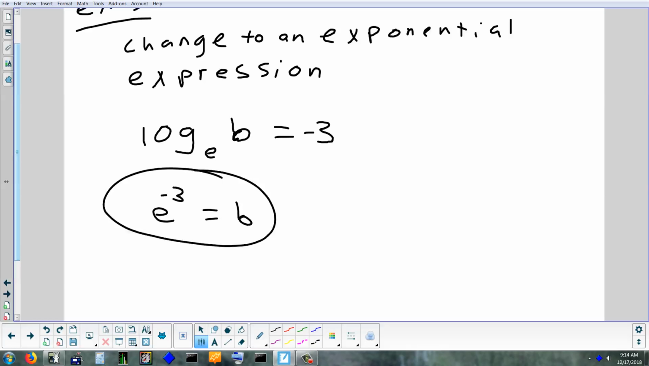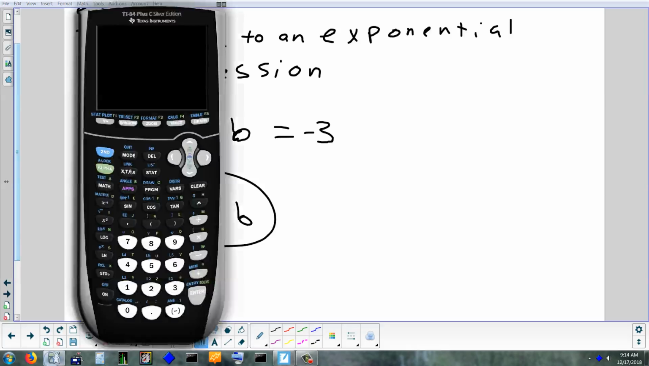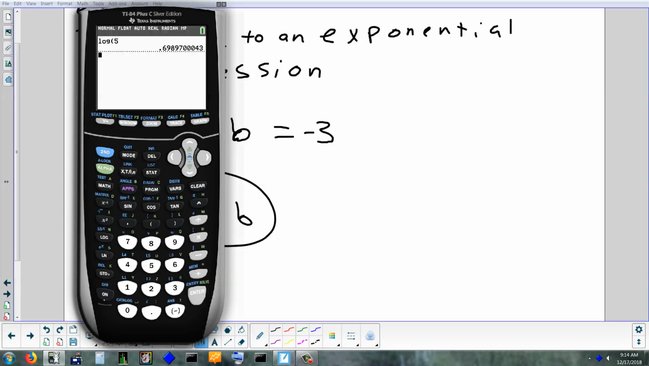But what I want to show you about this one is something about this E. It's not just a random letter. There actually is an E built into most, well actually probably all scientific calculators. And E is the number 2.718, roughly. So E is actually a number, just like this. Most people are more familiar with that. They know that that's not just a random letter. It stands for something. It stands for 3.14.